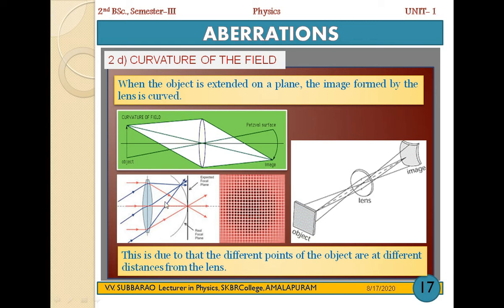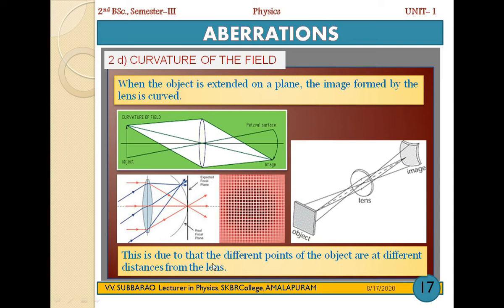In this case, suppose we form the image of a mesh, then it looks like this one. It is somewhat clear at the center, but it seems to be blurry at the edges. This is because the image is observed on a plane screen. So to eliminate this, we use curved screens. In cinema halls, we generally observe the screen is somewhat curved.